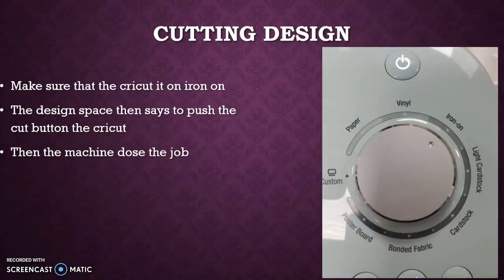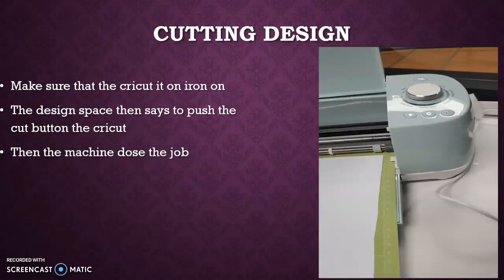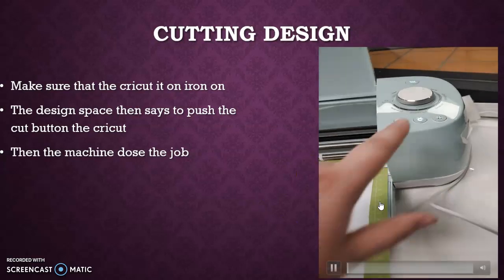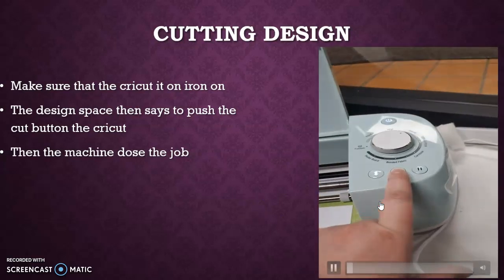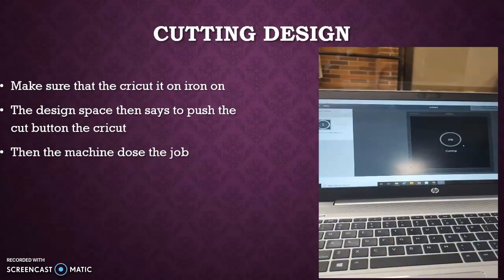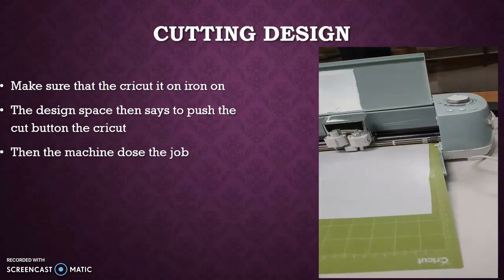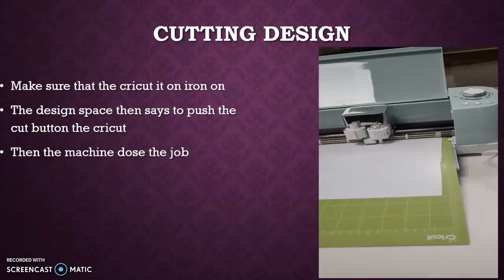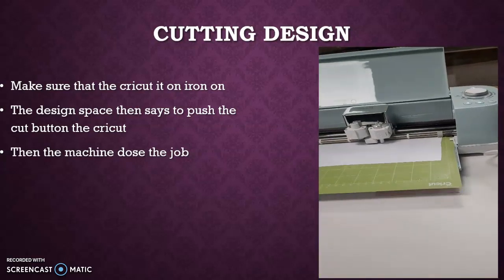Make sure the Cricut is on iron on. This dot on the dial will show you that it is on iron on. In this video, I'm showing you that your next step is to hit cut on the Cricut. And on the computer, it is showing you that it is cutting. And now you just let the machine do its job.